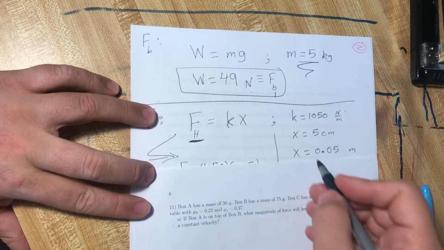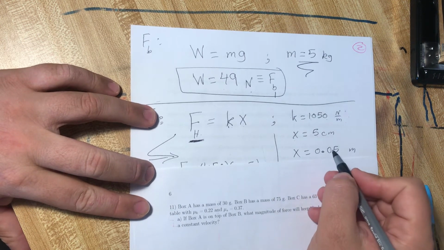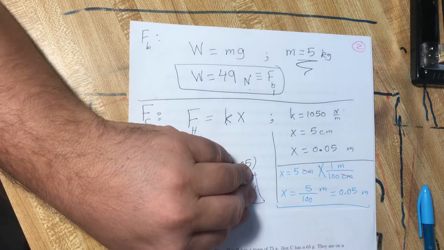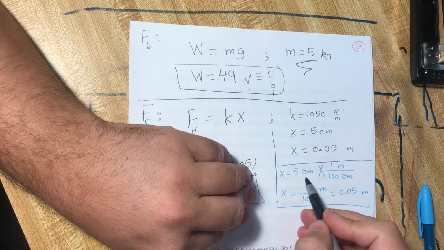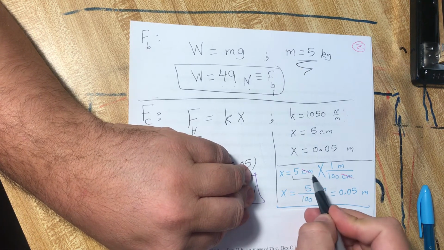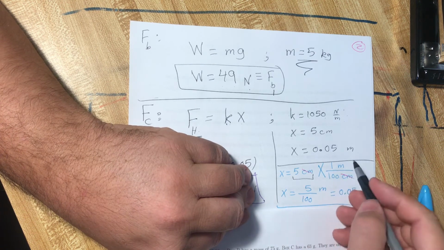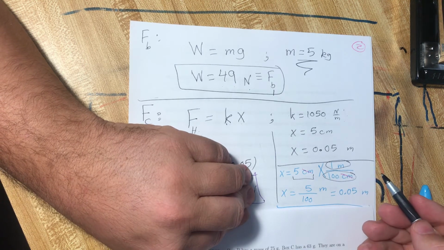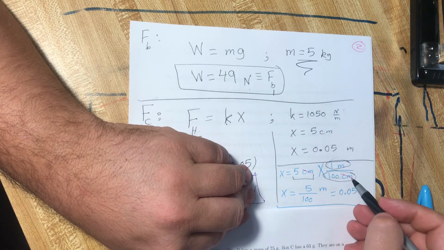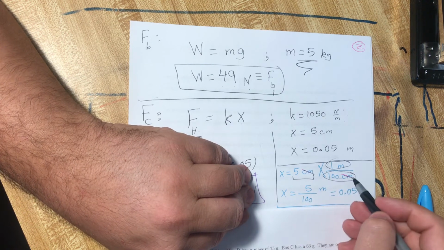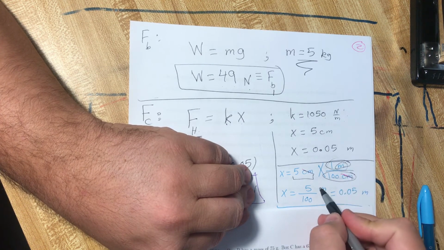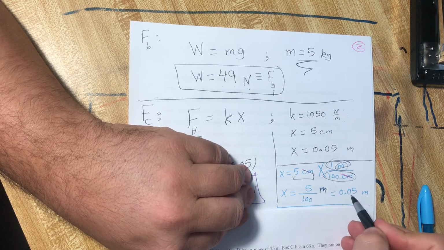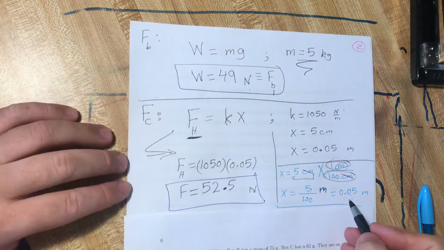5 centimeters means 0.05 meters. How can I find it? It is easy. I need to multiply the 5 centimeters by 1, where 1 is 1 meter over 100 centimeters. It is a conversion coefficient. This value is 1 because 1 meter is equal to 100 centimeters. I can cancel centimeters. Then the remaining unit is meters, multiplied by 5 over 100, which is 5 in 100, meters. This is X.